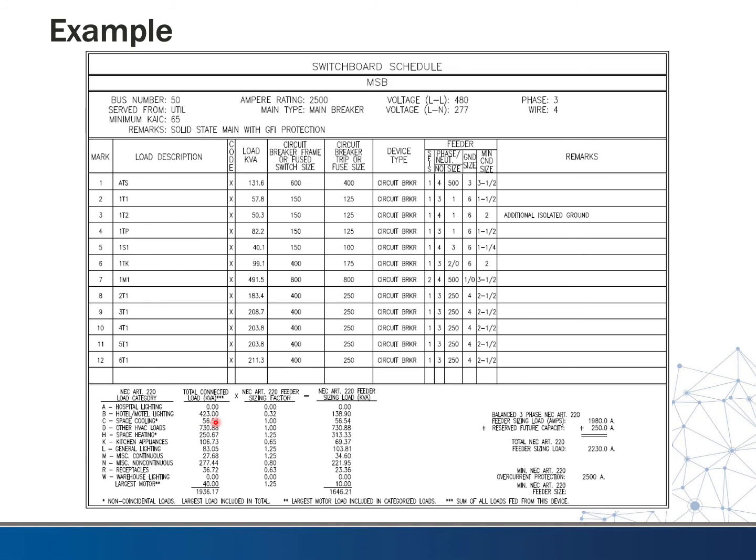You can see here for the hotel lighting, we've got 423 kVA or kilowatts of lighting using that diversity table we saw a few slides back. We can diversify that by 32%, so you can see it knocks that load way down. We have heating and cooling. Here we counted both of those. Apparently they weren't non-concurrent, or I couldn't verify that, so I had to count them all.